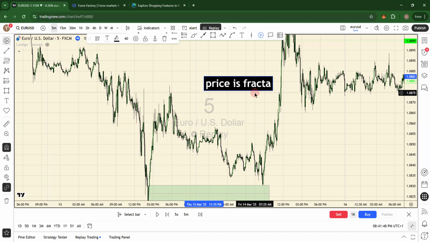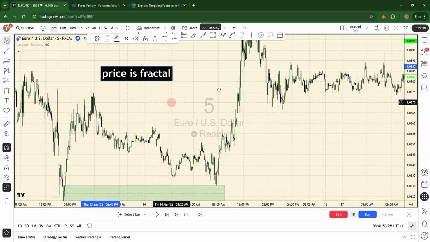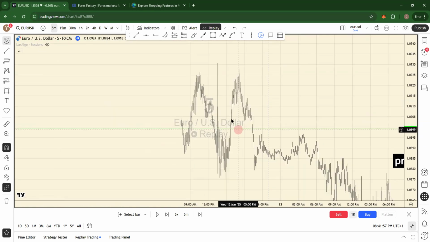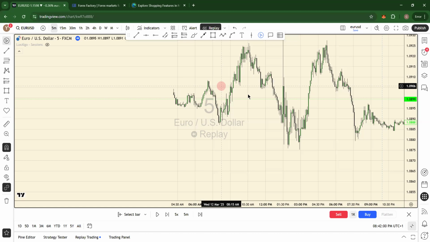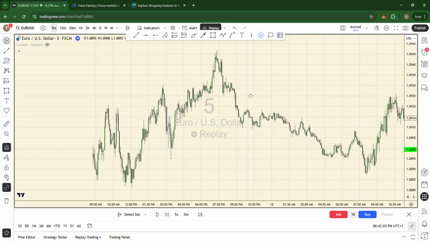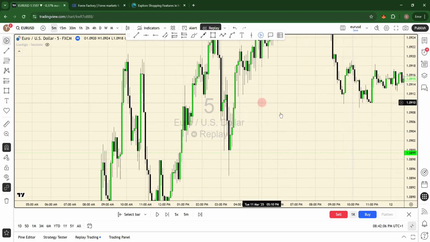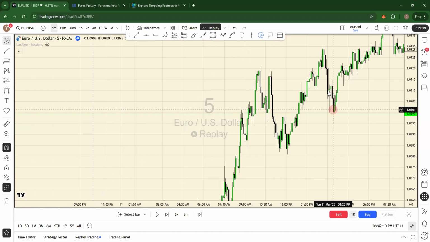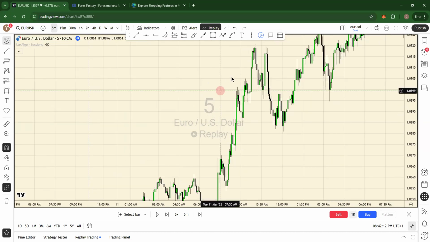When they say price is fractal, it actually means these candles that you are seeing like this can be the same candles on the daily, the same candles on the weekly, the same candles on the yearly chart, same candles everywhere. The only difference is that these candles here are taking only 5 minutes to open and close. All right, that's the only difference.